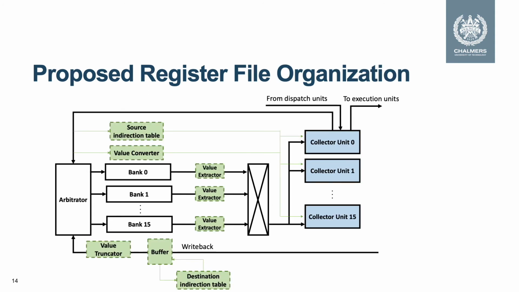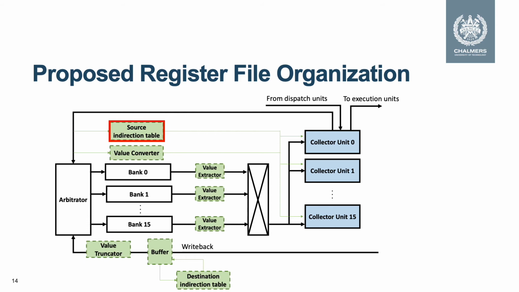This is our proposed register file organization, where the green blocks are new structures and the blue blocks are extended as compared to the baseline. During a read, the location of the operand is looked up in the source indirection table. This one is banked in the same manner as the register file itself in order to reach the same bandwidth as the register file, and this is to avoid bottlenecks.